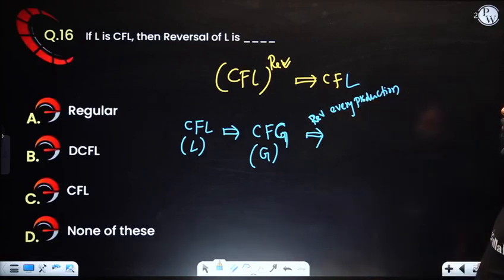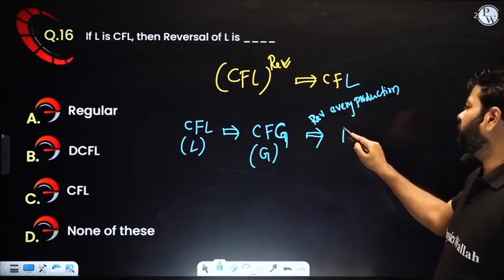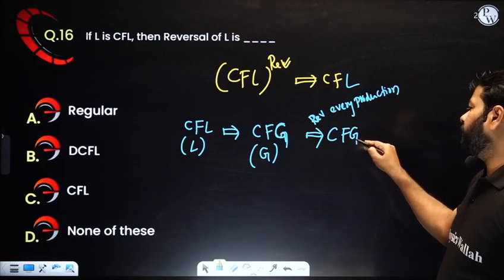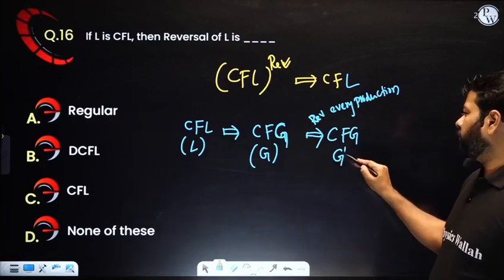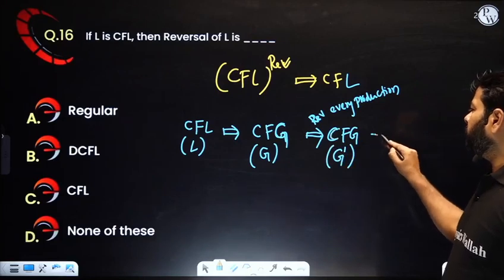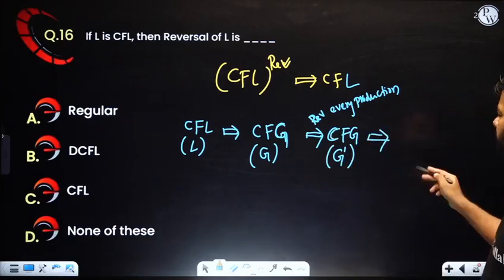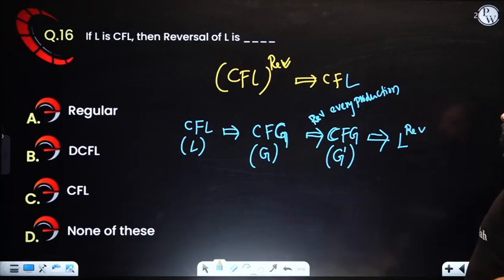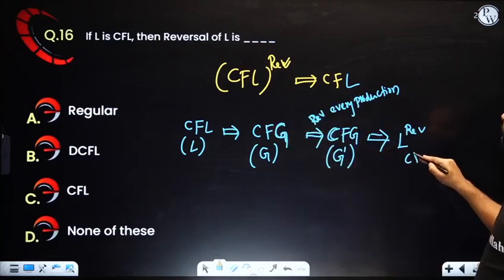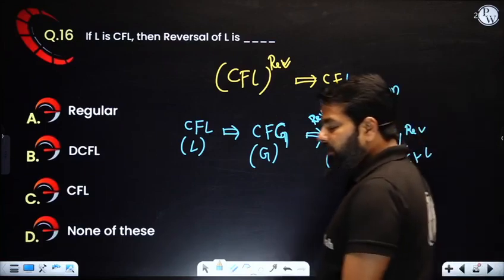Reverse every production, then you will get another CFG. Let's say this is G dash. Then this CFG will definitely accept L power reverse. That's a CFL reversal. Definitely this is CFL. So CFL reversal is CFL.